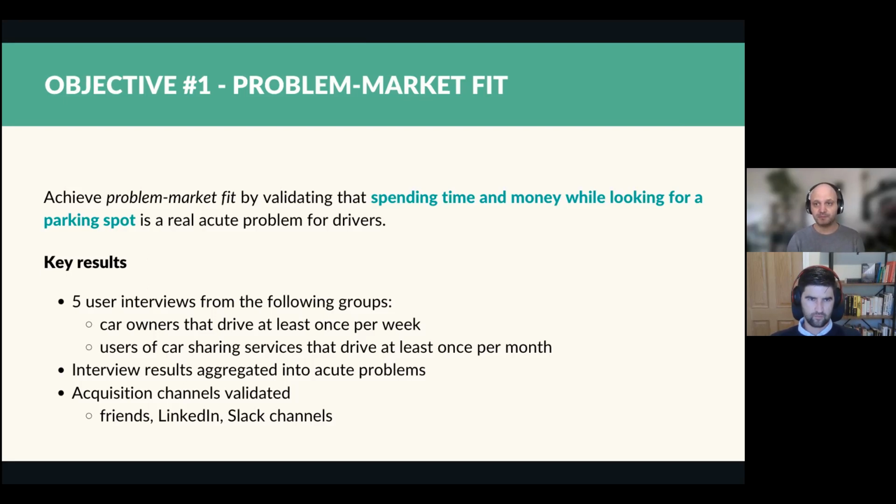To achieve this, I conducted 5 user interviews from a couple of user groups, car owners that drive at least once per week, and users of car sharing services that drive at least once per month. I then aggregated these results into acute problems, and I also validated some of my acquisition channels. Slack proved to be a good source of users for interviews, and even later on for testing also.